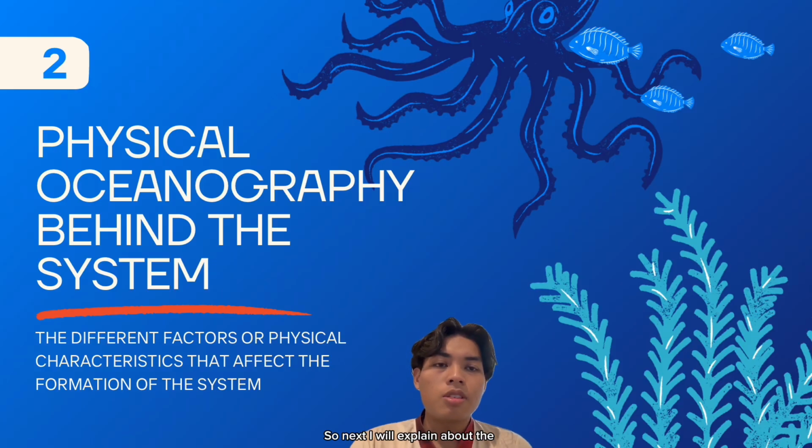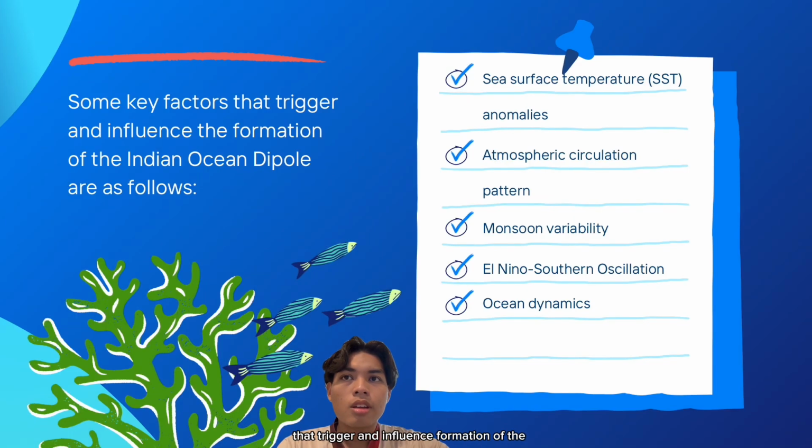So next I'll be explaining the physical oceanography behind the system, which talks about the different factors or physical characteristics that affect the formation of the system. There are 5 key factors that influence the formation of the Indian Ocean Dipole. The first one is sea surface temperatures or SST anomalies. Next one is atmospheric circulation pattern. The third one is monsoon variability. The fourth one is El Nino Southern Oscillation, and the last one is ocean dynamics.